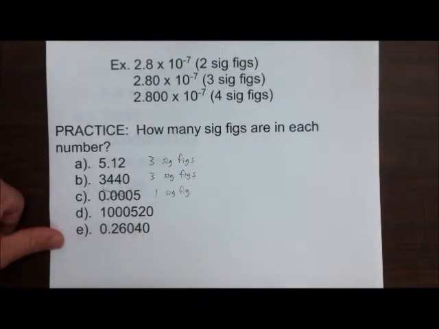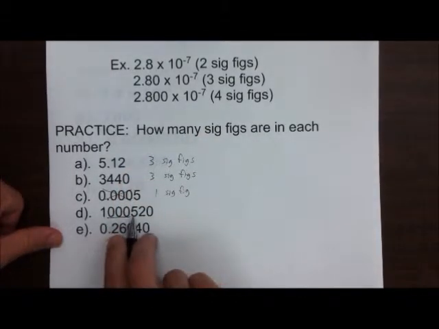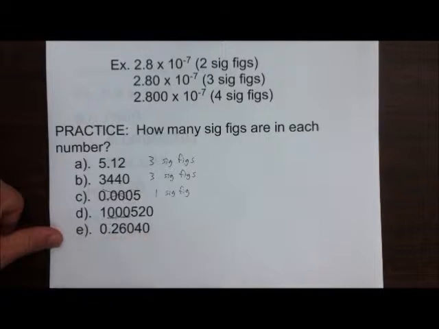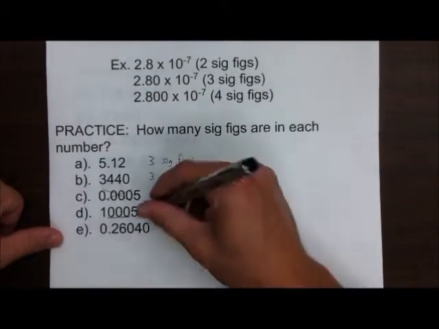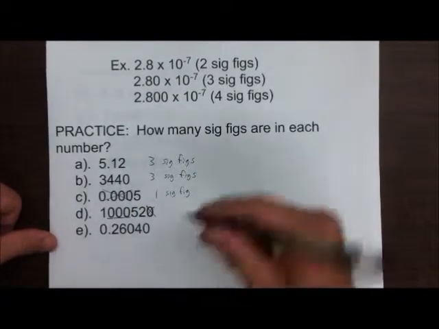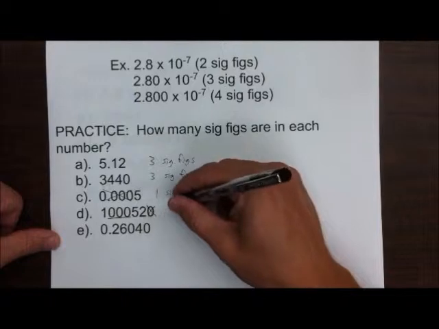Here, you've got 2 types of zeros. These are all captive because they're in between 2 non-zeros, so those are significant. This is trailing, no decimal, not significant. So we have 1, 2, 3, 4, 5, 6 sig figs.